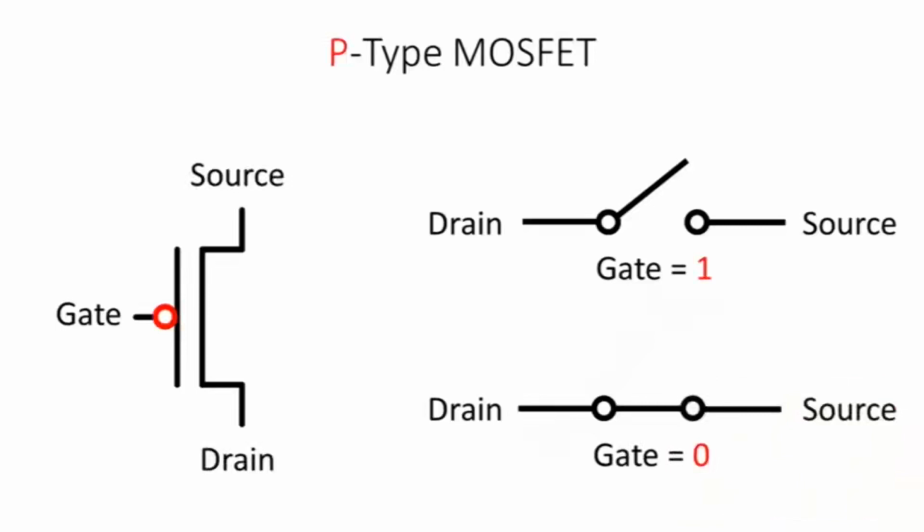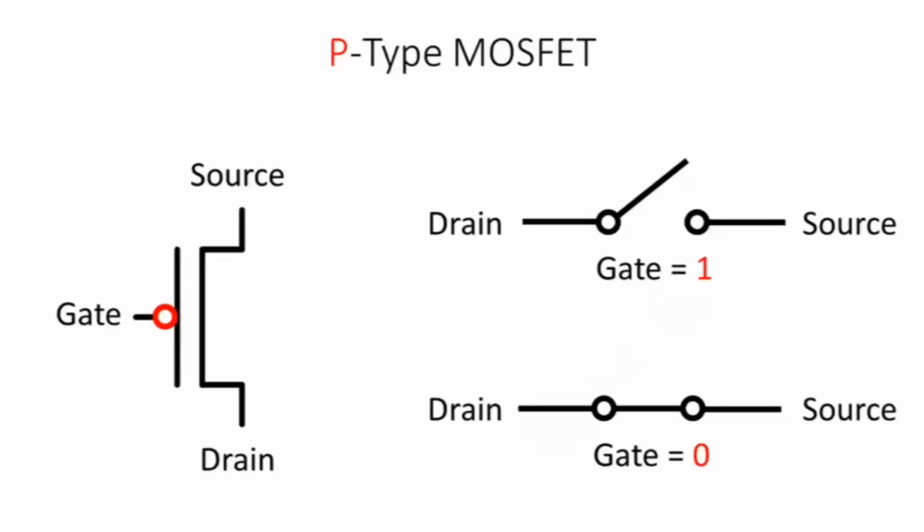The second type of MOSFET is called a P-type MOSFET or a PFET, and it does exactly the opposite. When you put a 1 on the gate, then it breaks the connection between the drain and the source. And when you put a 0 on the gate, then it makes the connection. And to indicate that it does exactly the opposite, we put little dots on the gate in the symbol.